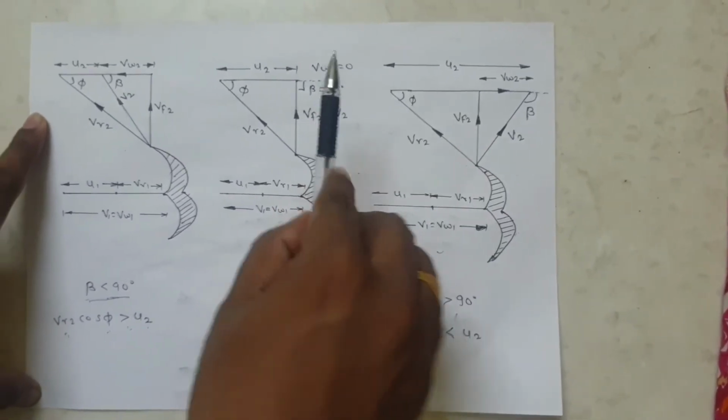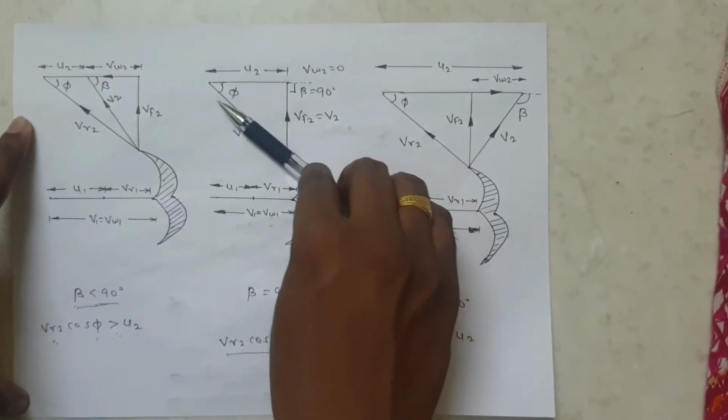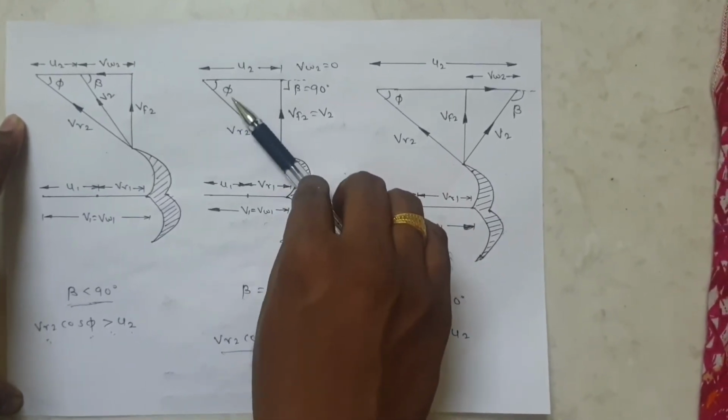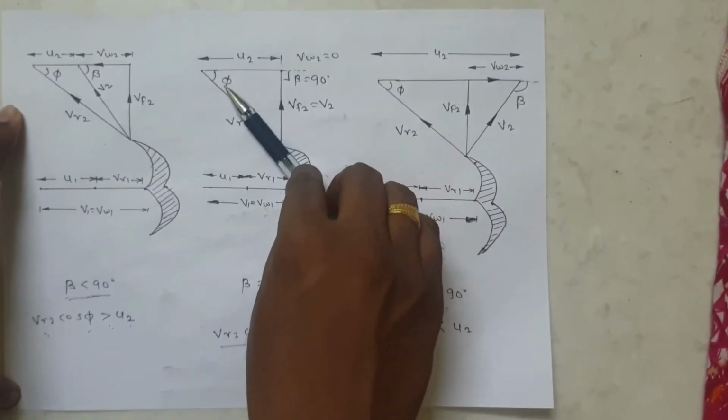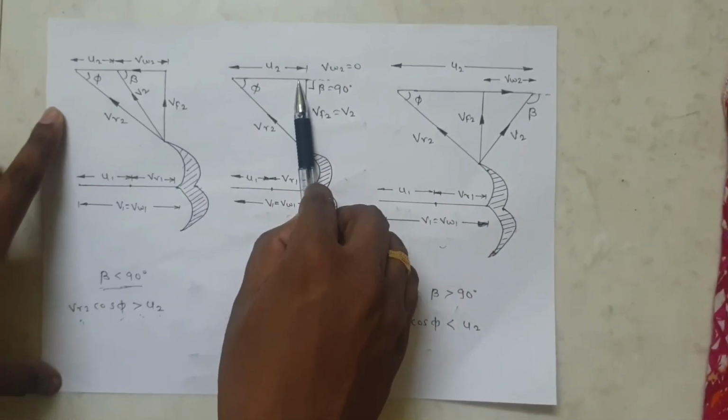VW2 is equal to 0, and VR2 is as it is, in the direction of the blade angle at outlet, which is the angle phi, and this is U2, the blade velocity at outlet.